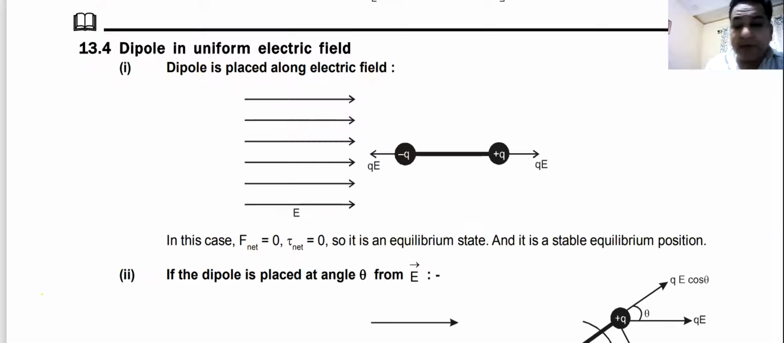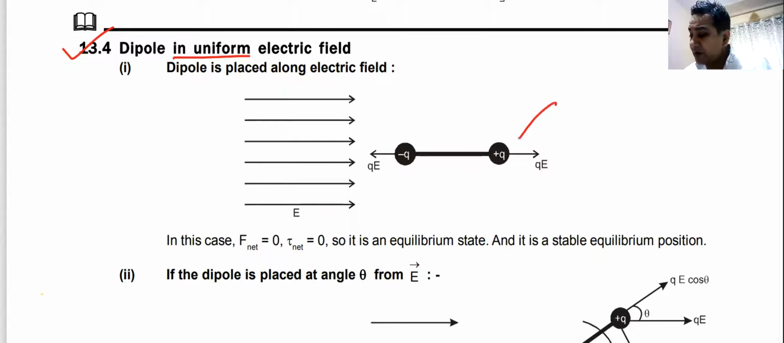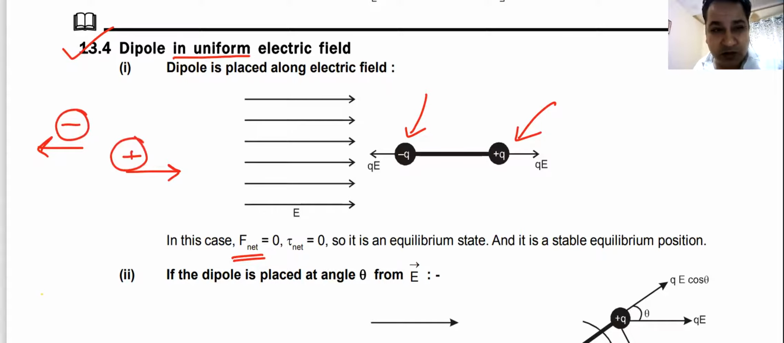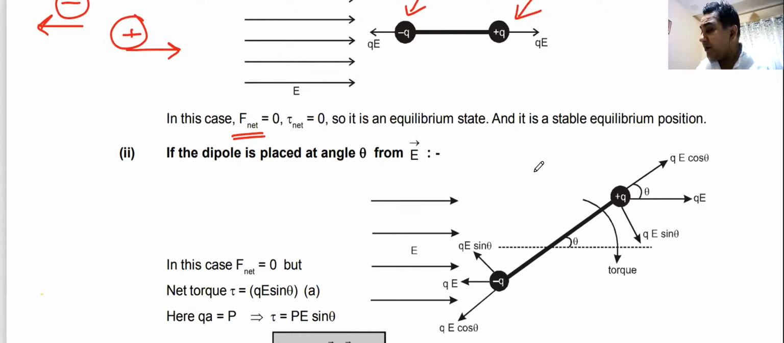Now, apart from this, what other questions can come will be of a dipole in a uniform electric field. If you place the dipole in a uniform electric field, as you can see, the net force will be zero in all cases, because in all cases the force on the positive charge will be along the direction of the field, and the force on the negative charge will be opposite to the direction of the electric field. So the net force in all cases will be zero, whether you keep it like this or like this or like this. But the net torque may or may not be zero.